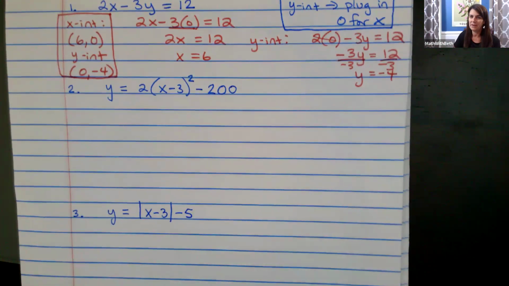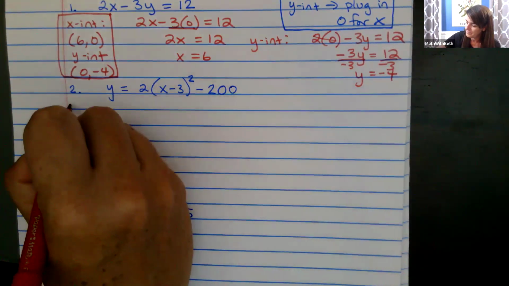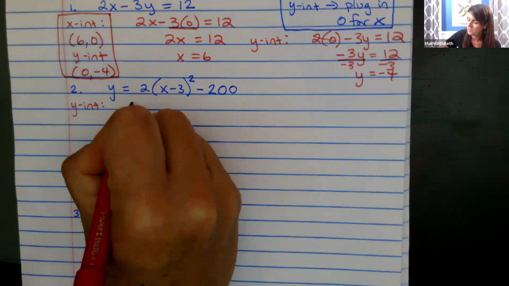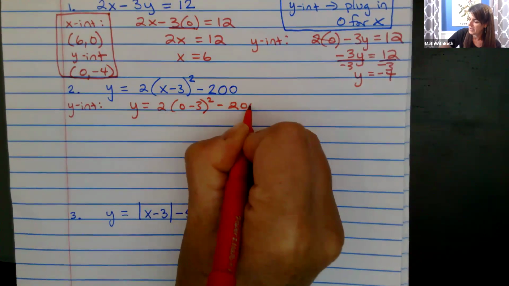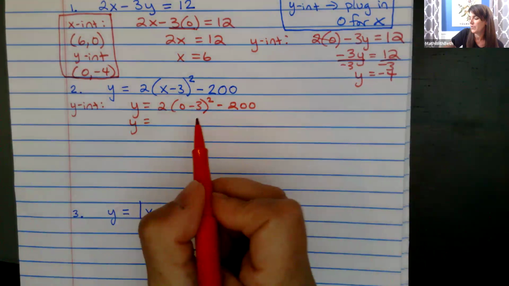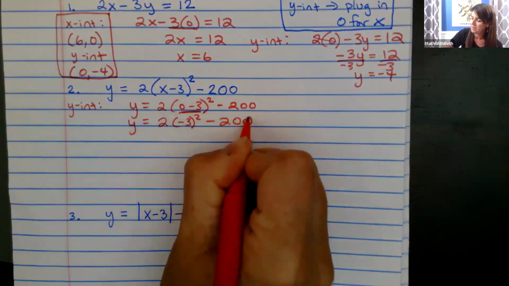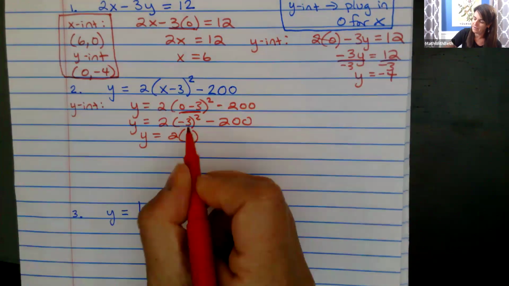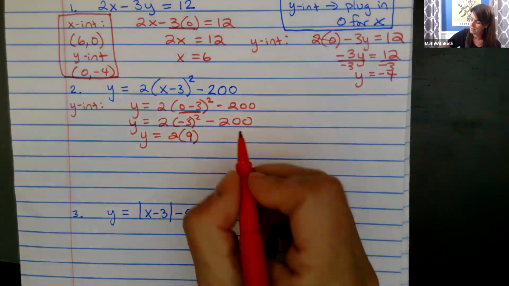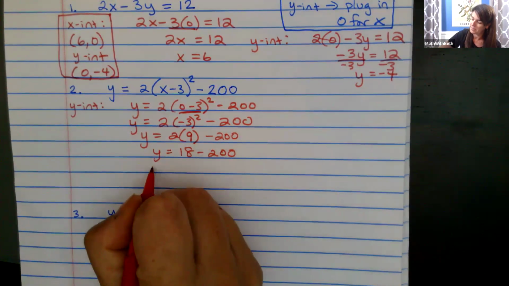Number 2, same idea, but we know this is a parabola. So we might end up with 2 x-intercepts. So I'm going to first start with the y-intercept, just because it's usually a little easier. So I'm going to plug in 0 for the x value. Make sure you use order of operations. So I'm doing my parenthesis first. That just gives me -3. Then I'm going to do my exponent, which gives me +9, because -3 times -3. And then I'm going to multiply, and finally I can subtract.